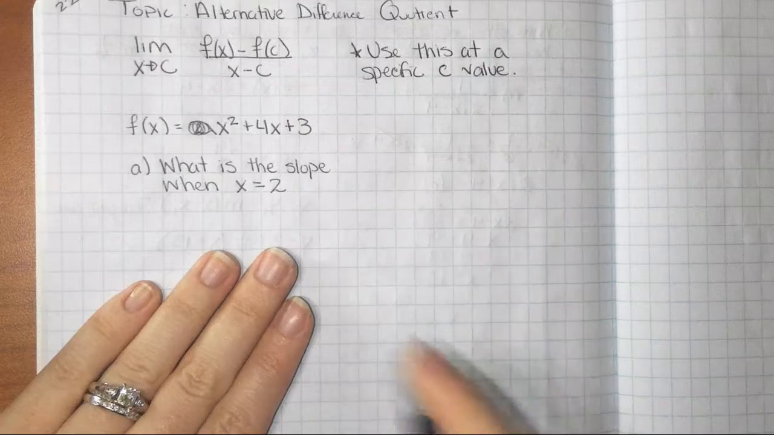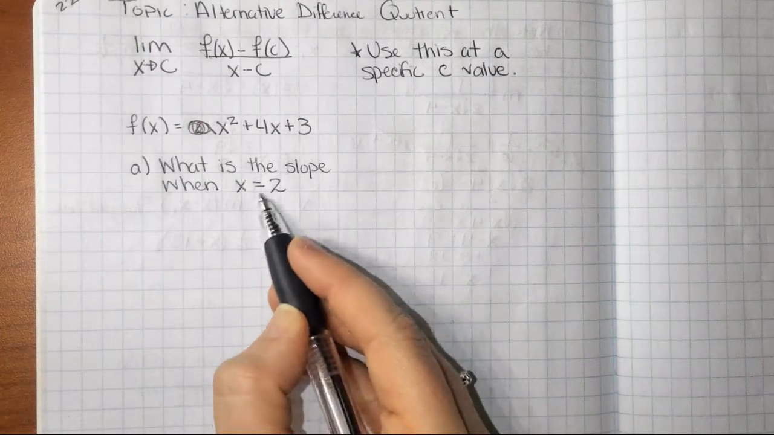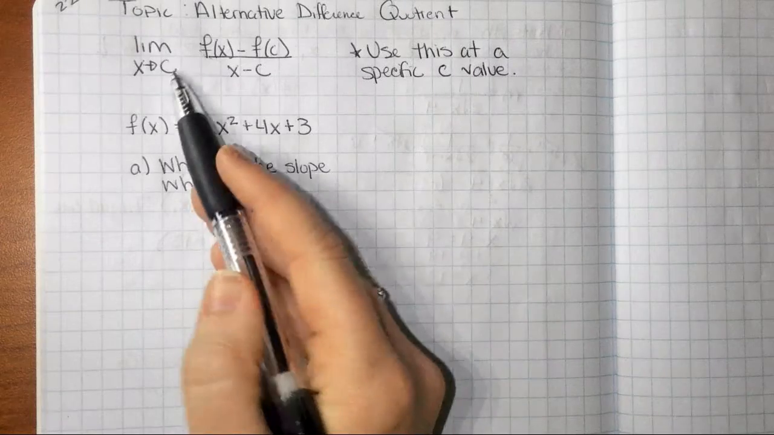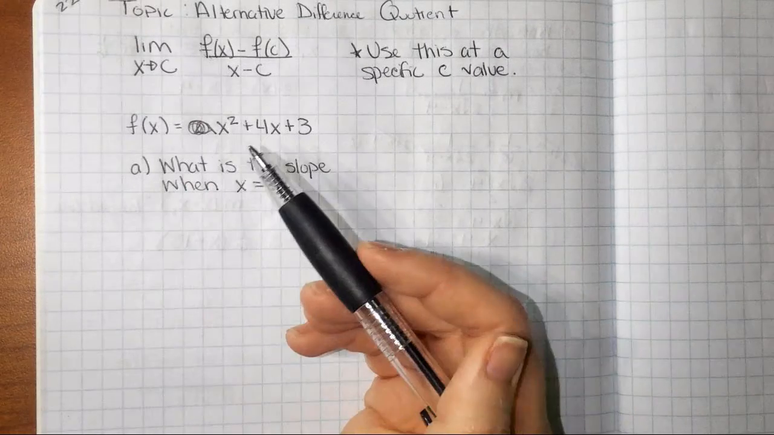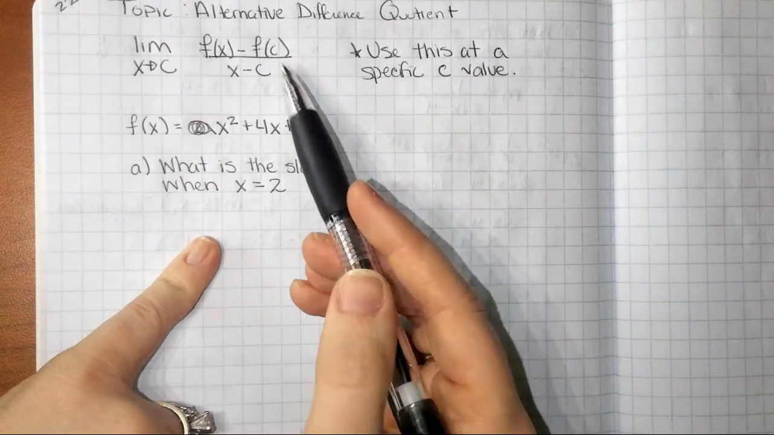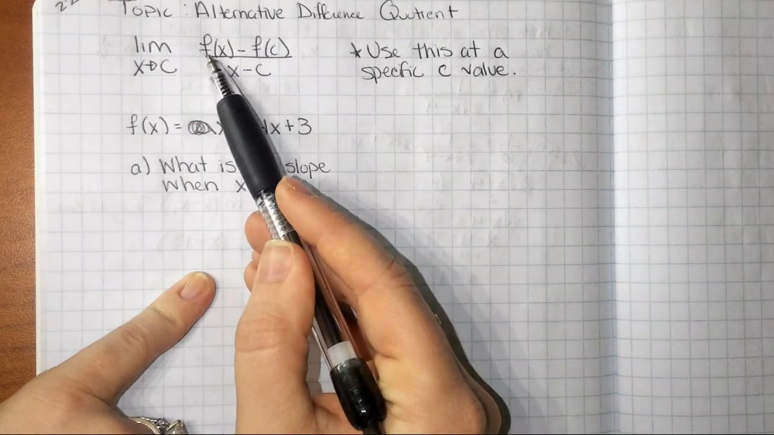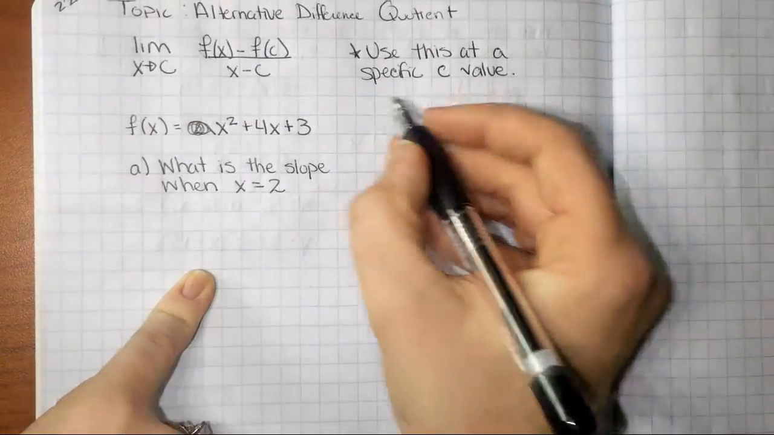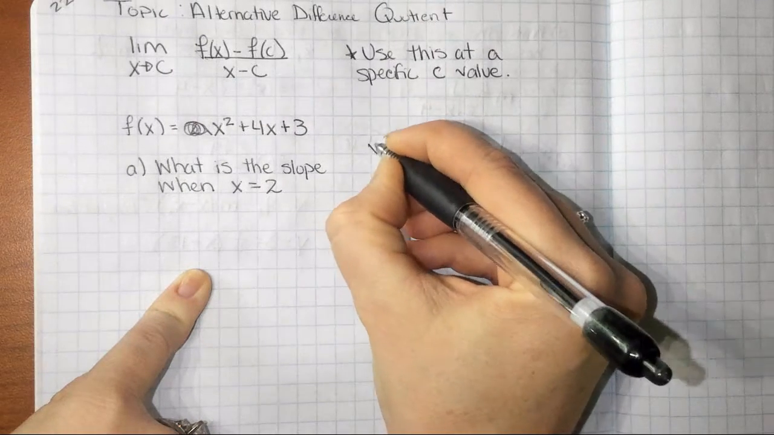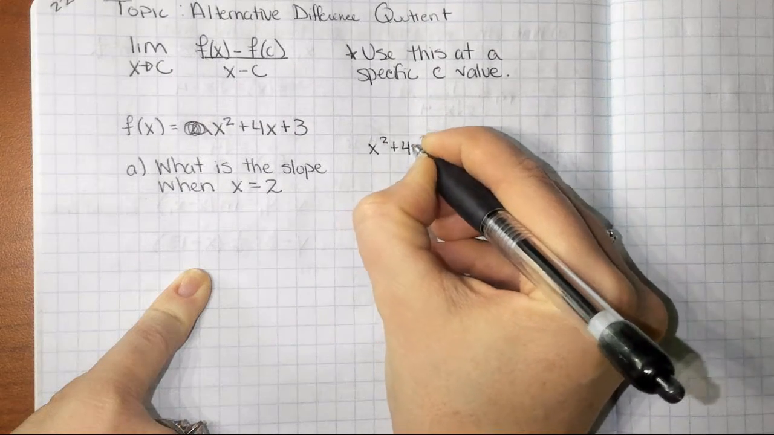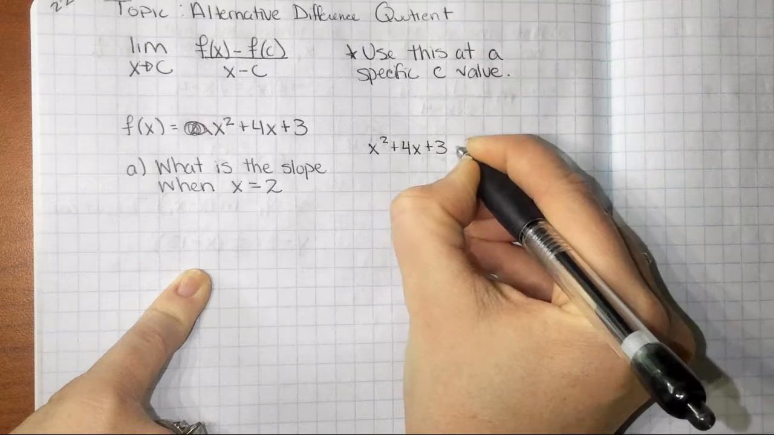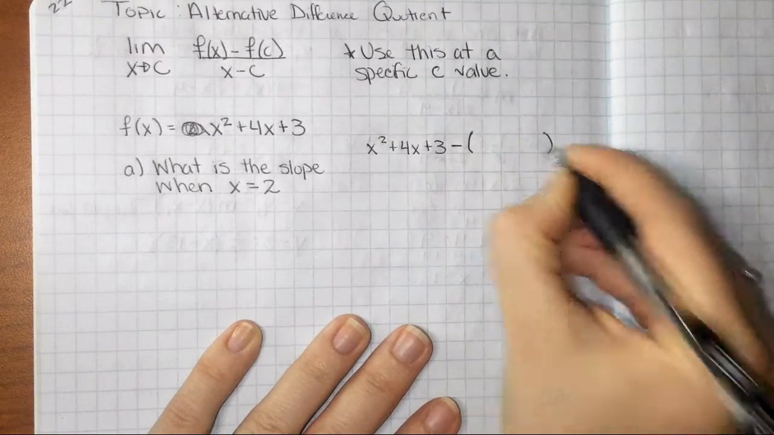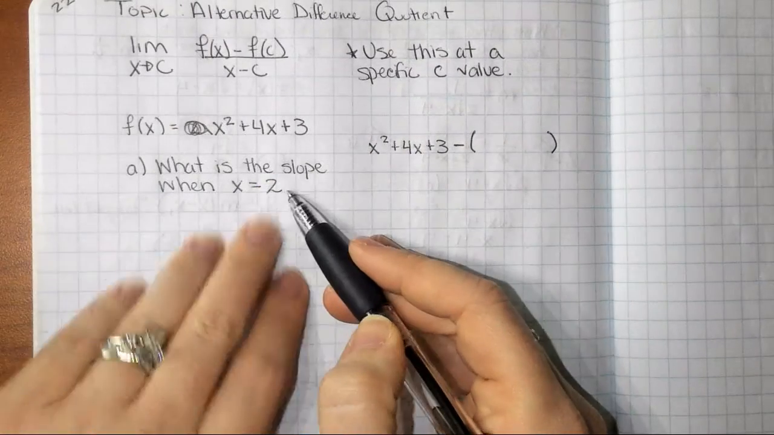So what this means is I've been given a very specific value for x, so I'm going to use that as my c value. If I'm just following what this says, it says take the function f of x and subtract that function when you plug in 2. So here's f of x. It's x squared plus 4x plus 3 minus, and I'm going to put parentheses around it just so that I'm making sure I'm keeping it all together, and hopefully you guys can stick with me.